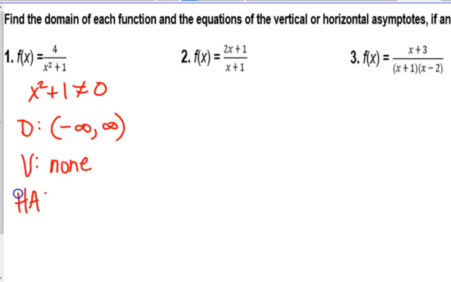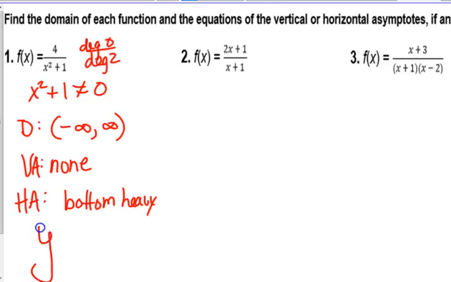Horizontal asymptotes or end behavior, what's going on? It is bottom heavy. Do I need to go over how we determined that it's bottom heavy? This is degree what on the top? 0 over degree 2. Okay. The denominator is greater degree. It's bottom heavy, so it will always approach y equals 0.